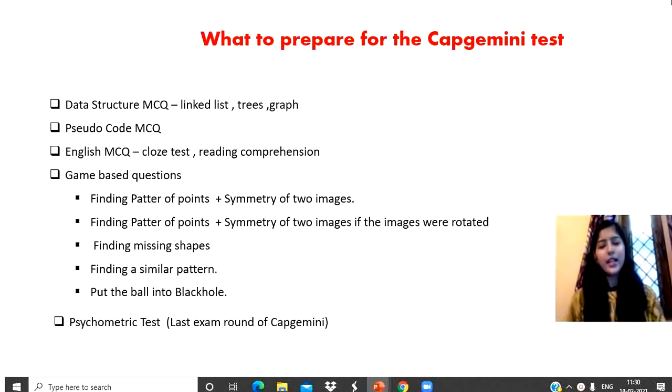Now what are they asking in trees? They are asking something like post order traversal, pre order traversal, in order traversal. So basic kind of things. I'm expecting that you must be aware of all these basic concepts because in data structure, all these are very important. From graphs, they are asking basic questions regarding nodes, vertices, edges, and all.